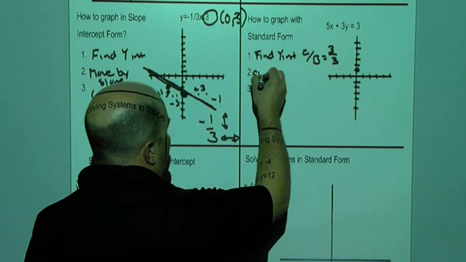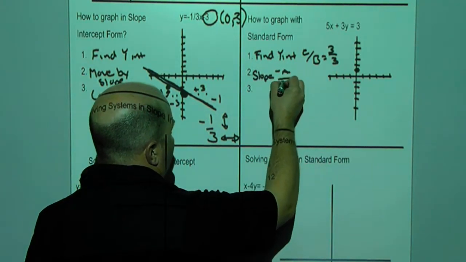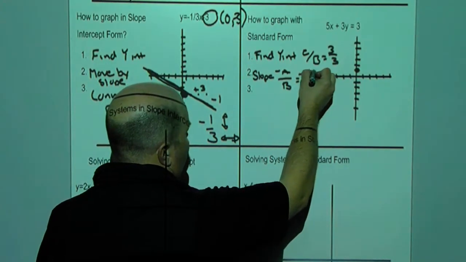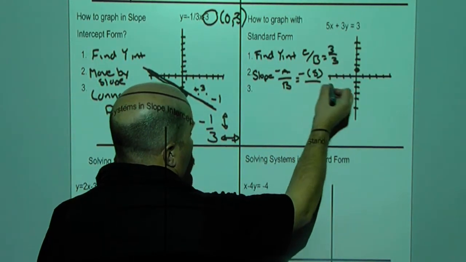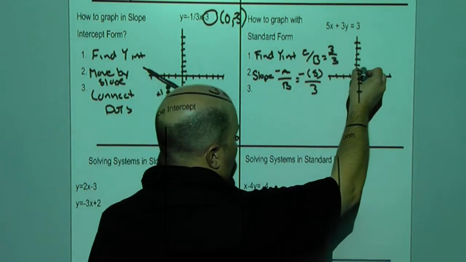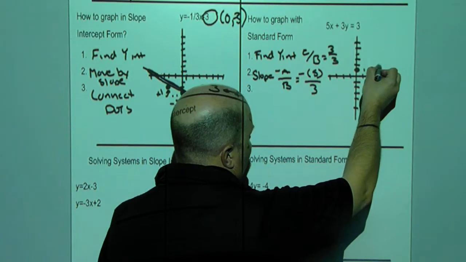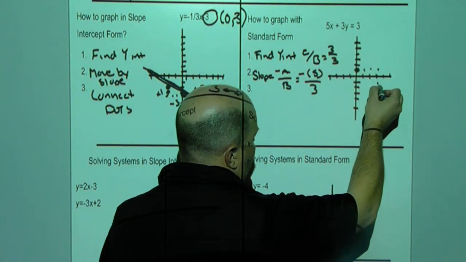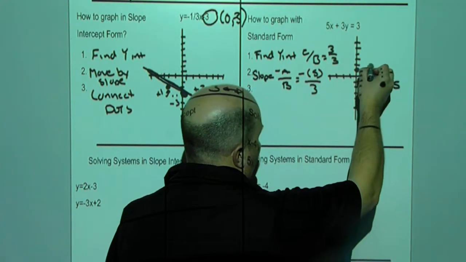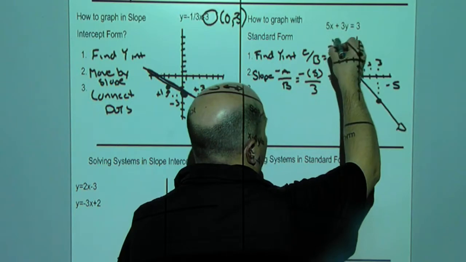Now my slope was the opposite of a over b, which in this case would be the opposite of 5 over 3. So from here I'm going to go 1, 2, 3 over, and 1, 2, 3, 4, 5 down. So that would be minus 5, that would be plus 3. And my line would go through those 2 points.